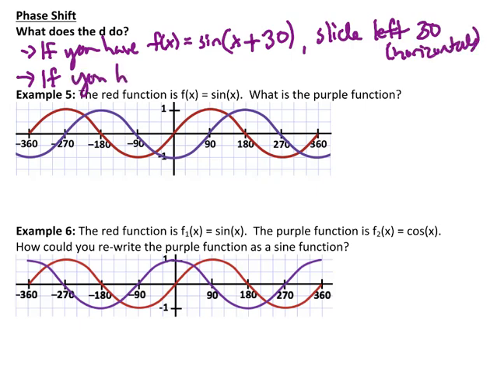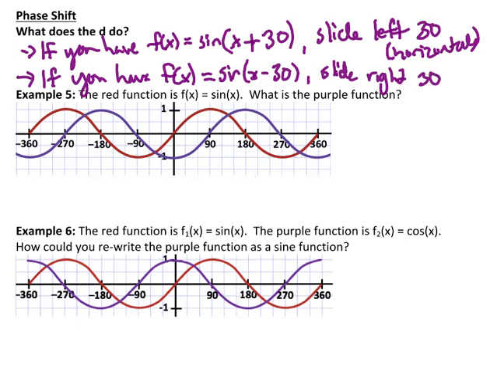If you have subtraction in there, so sine of x minus 30, you want to slide right by 30, also horizontally. So phase shift, or d, is a horizontal slide. Just watch out, same as before, the signs are a bit confusing, right? So if you have a plus a number in here, you're going to slide actually backwards. And if you have a minus number, you're going to be sliding forwards.